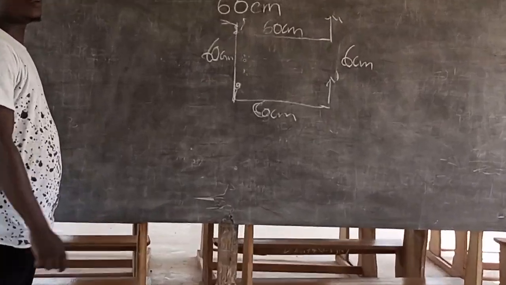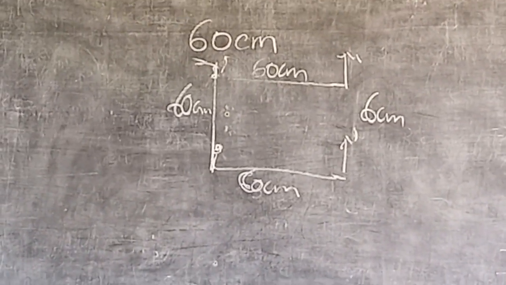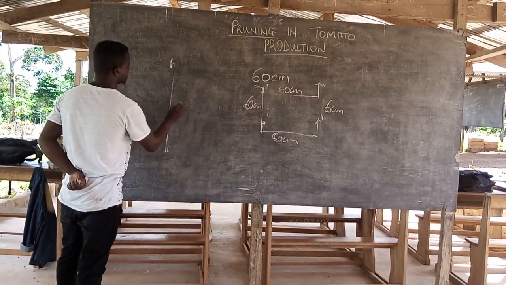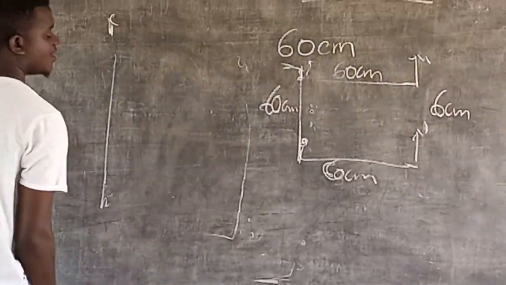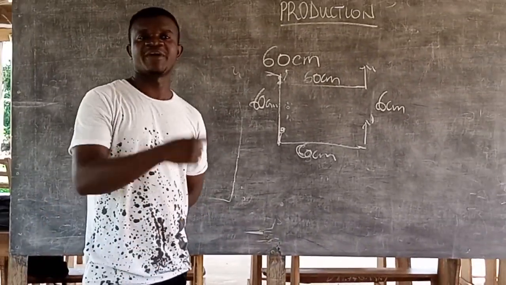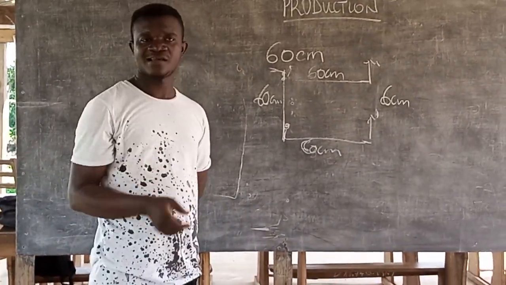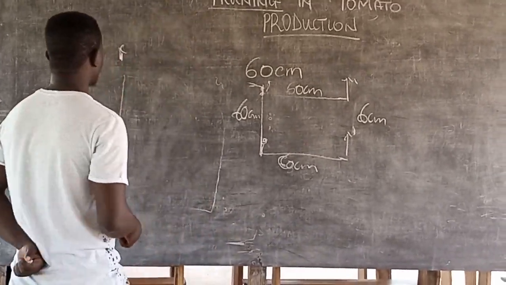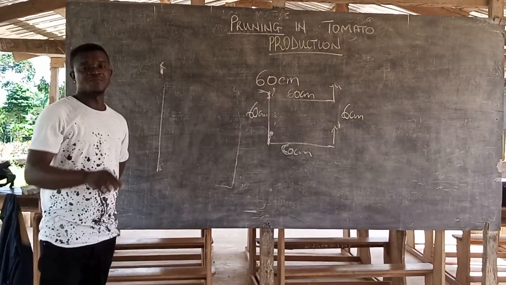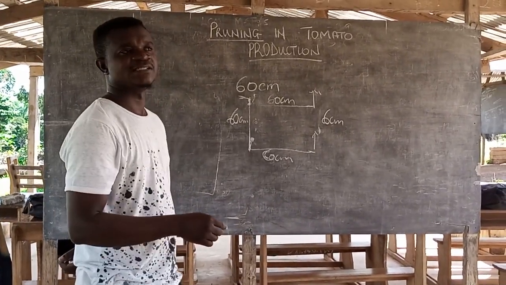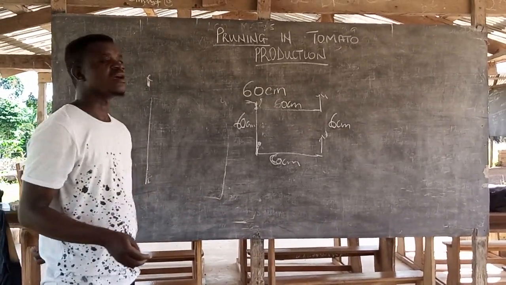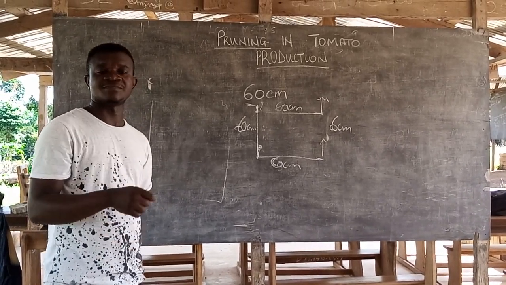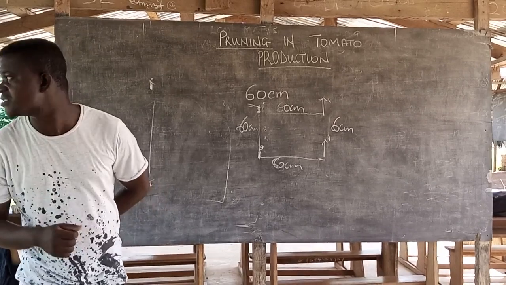But in our field, we are going to use 1 meter by 1 meter. 1 meter here, another 1 meter, 1 meter, 1 meter. We want to know whether spacing also has a detrimental impact on the yield of tomato. So we used 1 meter by 1 meter just to observe something, and then using pruning as one of the principal cultural practices that will help increase our yield.